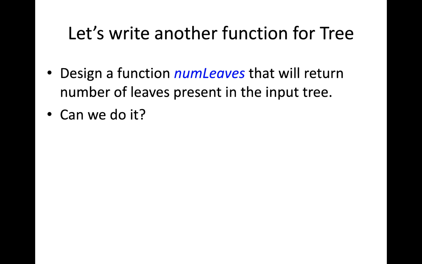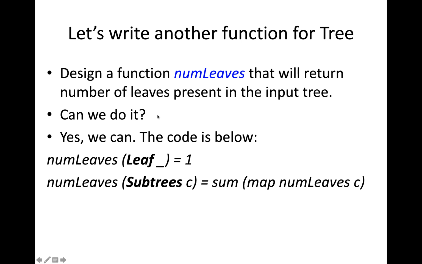Now in addition to depth, maybe another good utility function to write is how to compute the total number of leaves in the tree, and let's call it numLeaves. That is also a recursive function. So when the tree has just 1 leaf, it doesn't matter what is the value in the leaf, because we are just trying to calculate how many leaves are there, which has nothing to do with the value. That's why it's a wildcard. So numLeaves of a leaf is just 1, because there is only 1 leaf.